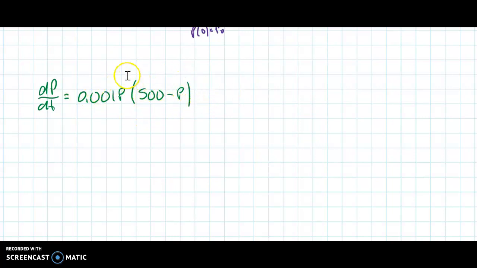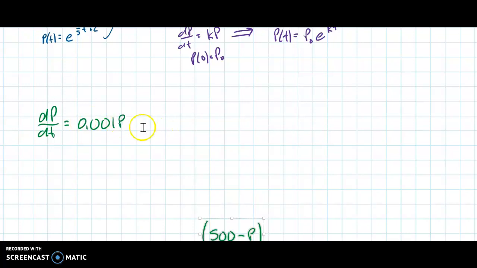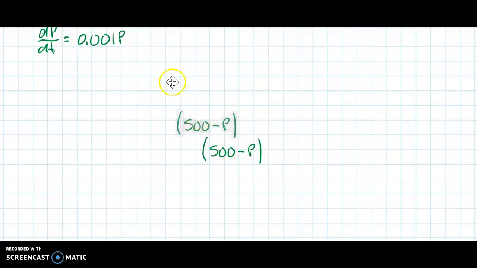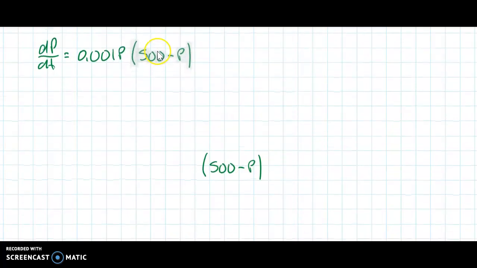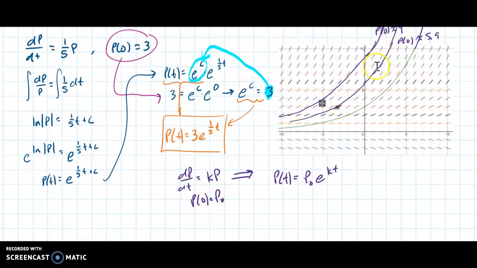This part right here, notice if I get rid of this, that is this model right here, instead of a 1/5, it's got a 0.01, right? So that part of it is going to make it grow. And then this part right here actually creates the carrying capacity. So let me show you how that does that. What I'm going to do to start is build out a graph like this without all the little slope field pieces. So just a bunch of solution curves.